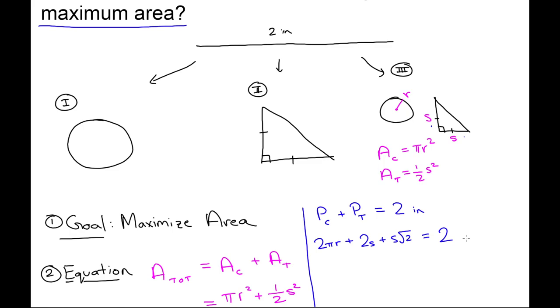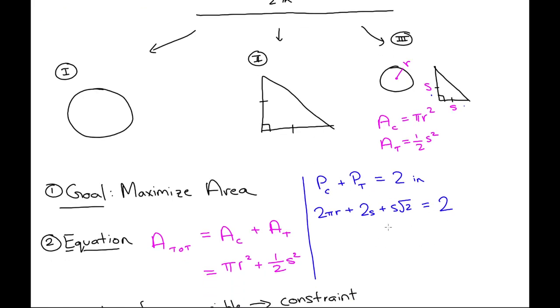Now, this right here is our constraint. It's the limiting thing that lets us get to a more specific solution. Now we can solve this equation for one of our variables and then plug that in here, and that's how we'll get our equation of one variable. I'm going to solve this for r. First, I want to factor out an s from both of these. So I'm going to say 2 pi r plus s times (2 plus root 2), since it's just an s to the first power, equals 2.